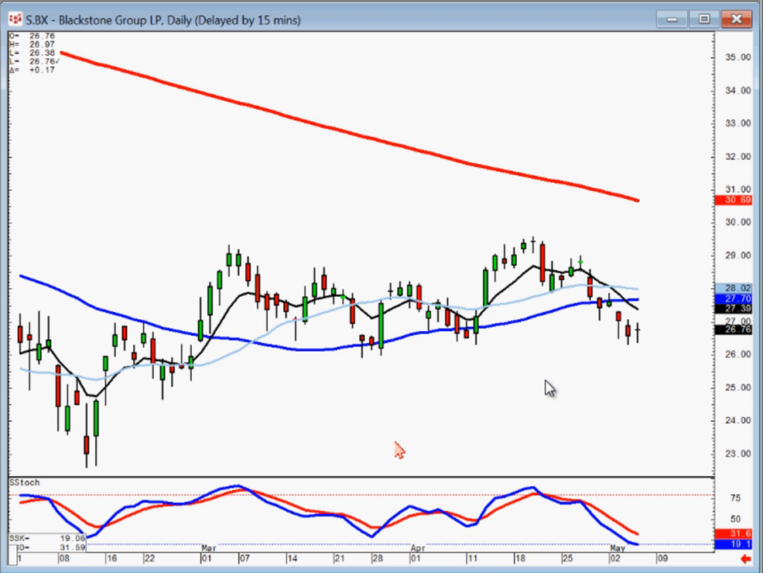Blackstone, nothing here. At best, you're short, but even a short kind of giving you the impression that you're going to start support right here at the support level. I wouldn't be a buyer or a seller of this one right now.